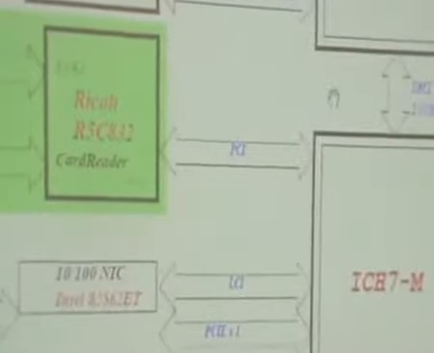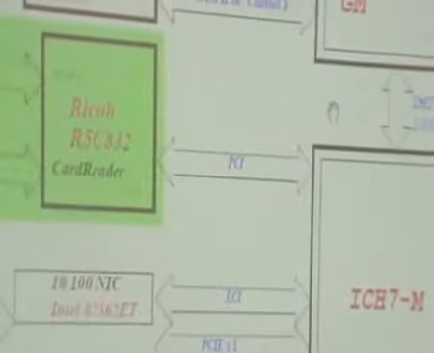Here you see each chip has a separate bus, a PCI bus. This is a separate connection for this chip and this chip. There is no division between the data. The data is flowing separately.